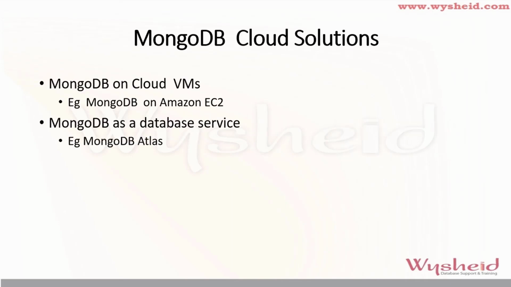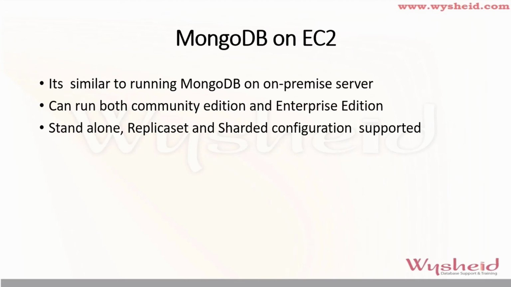There are two options by which we can run MongoDB on the cloud. The first one is running MongoDB on the virtual machines provided by the cloud vendors, for example, running MongoDB on Amazon EC2. The other option is running MongoDB as a database service, for example, MongoDB Atlas. We will see examples for both of these in our practical sessions.